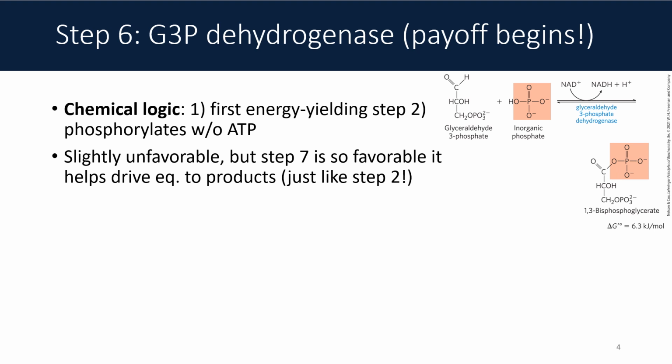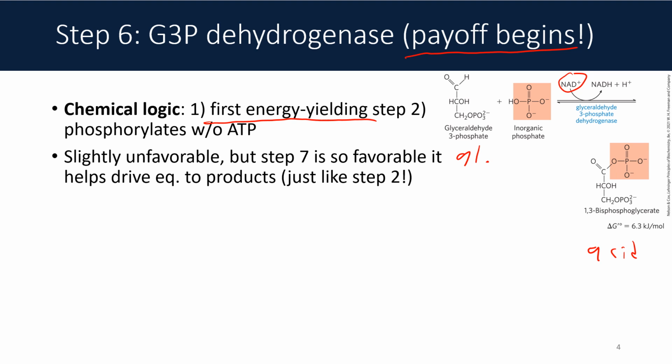Step 6 is a turning point for glycolysis. Here we will initiate our payoff phase, which means it's time to get some energy out of this process for a change. And the enzyme that is responsible for that is G3P dehydrogenase. It will extract energy by oxidizing glyceraldehyde 3-phosphate, which is an aldehyde, and oxidizing it into 1,3-bisphosphoglycerate, which is an acid. The oxidizing agent employed here by the enzyme is NAD+.